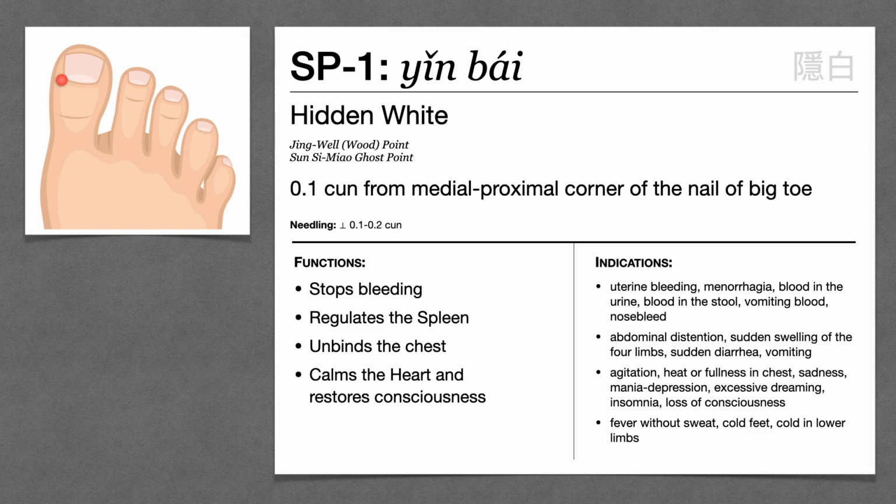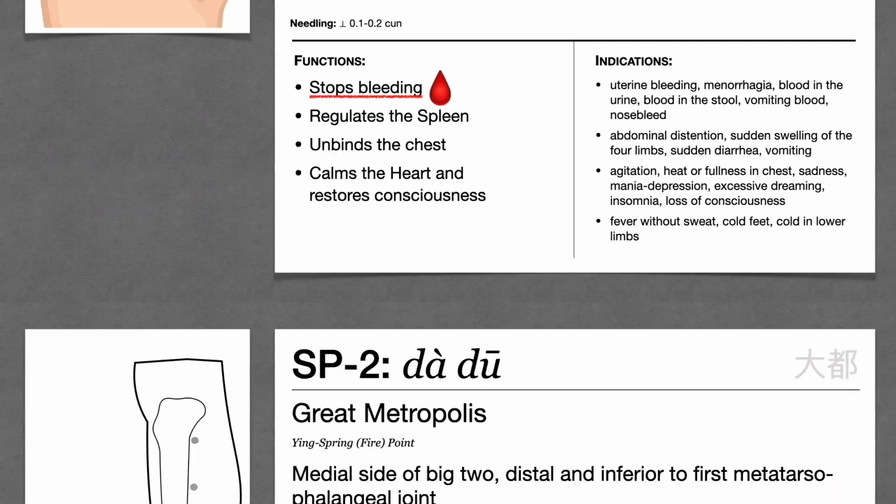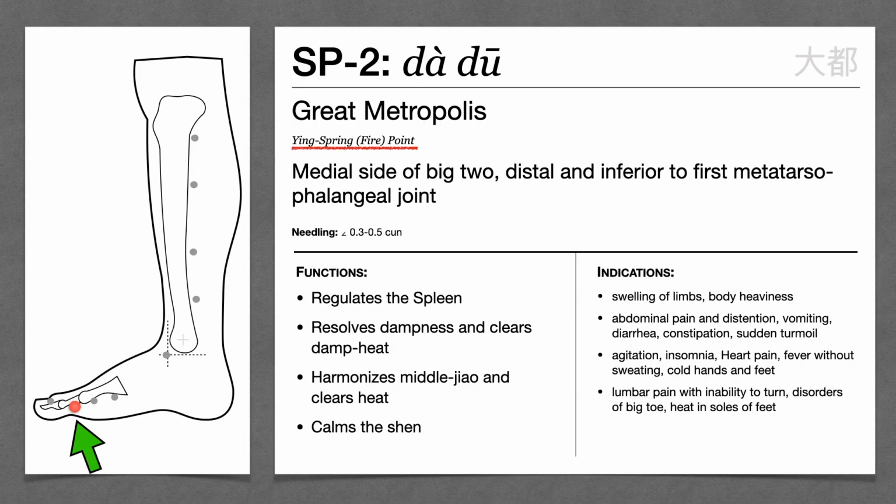And finally, spleen 1 is a Sun Si Miao ghost point, so that's why it's indicated for certain mental emotional problems. One way to think about this is that spleen 1 is a Jing well point, so it can quickly drain excess and clear heat, and the spleen channel goes to the heart, so it can calm the Shen. So that's spleen 1. If you remember one thing about this point, definitely remember that spleen 1 stops bleeding.